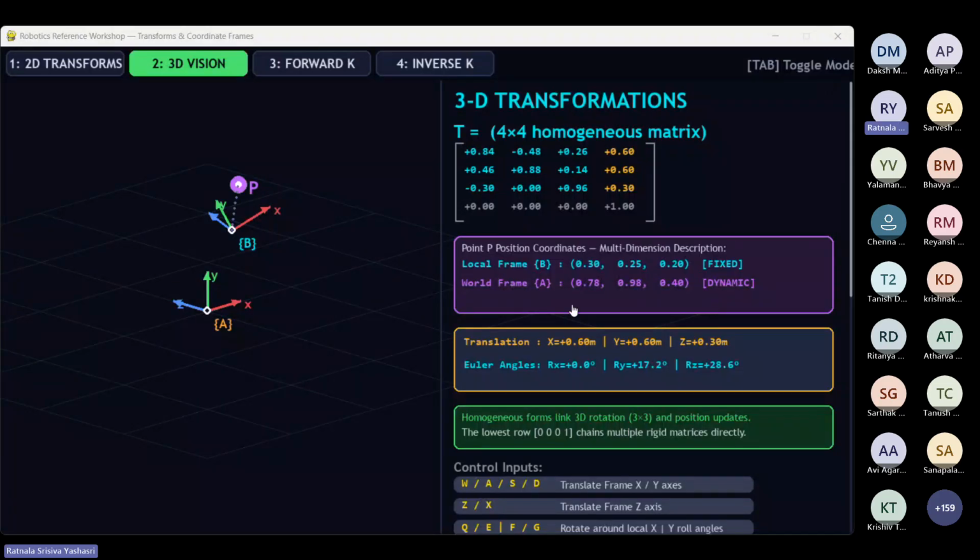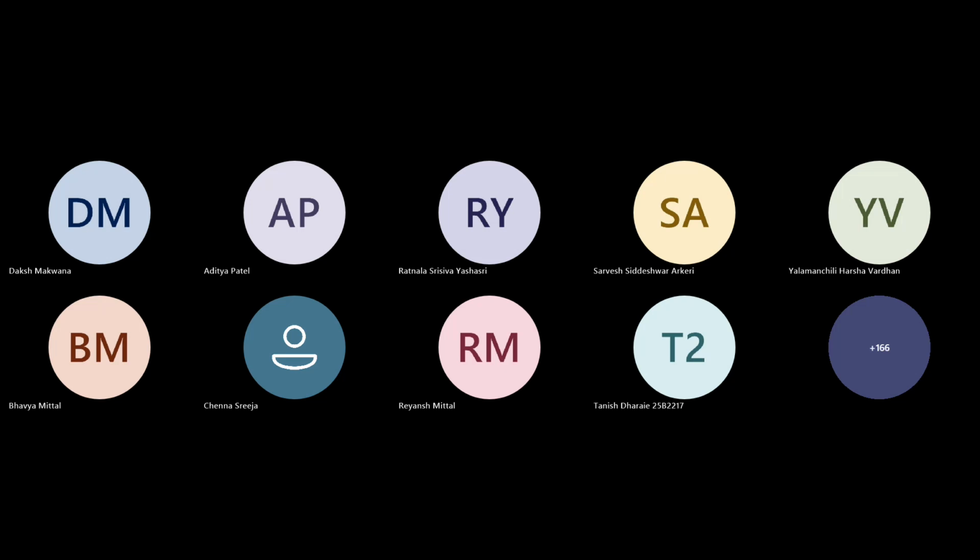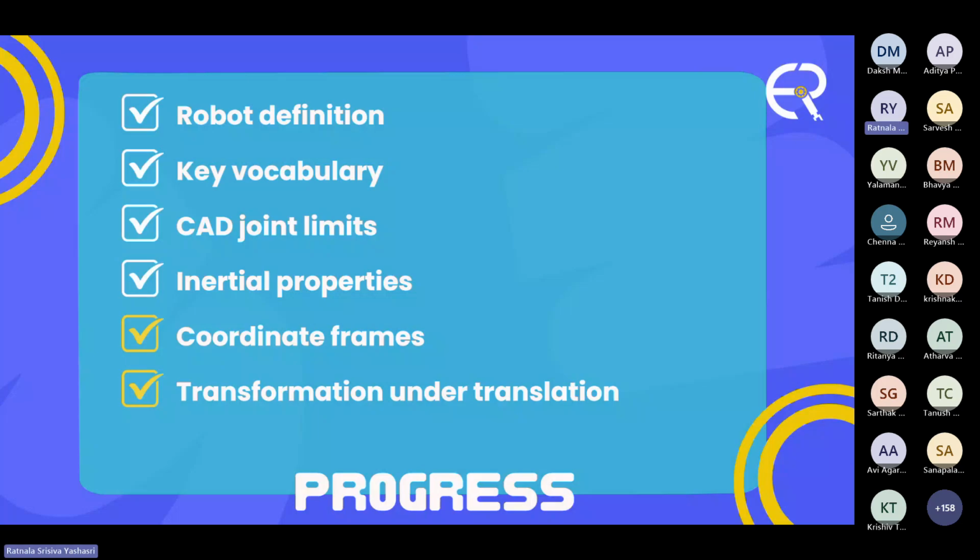Now let's get back to rotation. That is where all the math gets complicated. But before we get into rotation, let's look at what we've covered so far. Robot definition, the loop: sense, process, and act, the vocabulary, why joint limits are important, and how do we get inertial properties. Then we looked at coordinate frames. Why does the concept even exist? And how do I move from one frame to another? That's transformation, and we've looked at the translation part of it. Any questions so far?